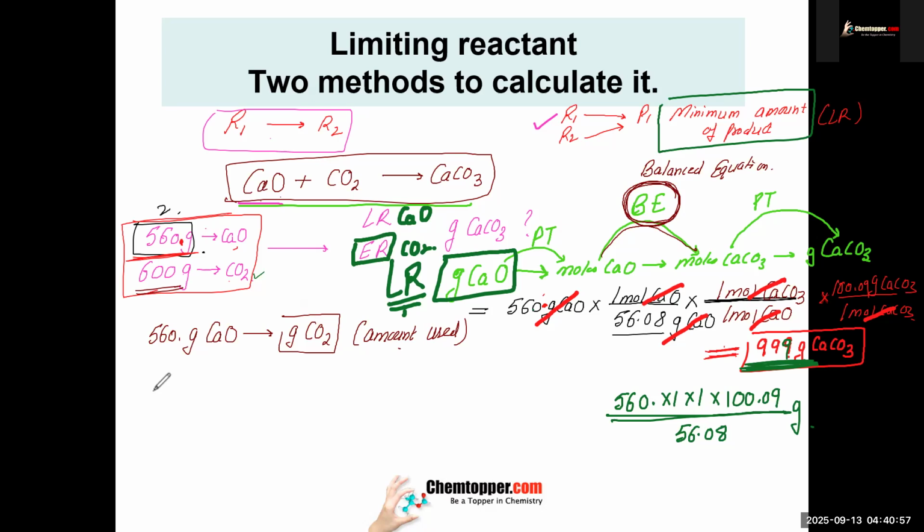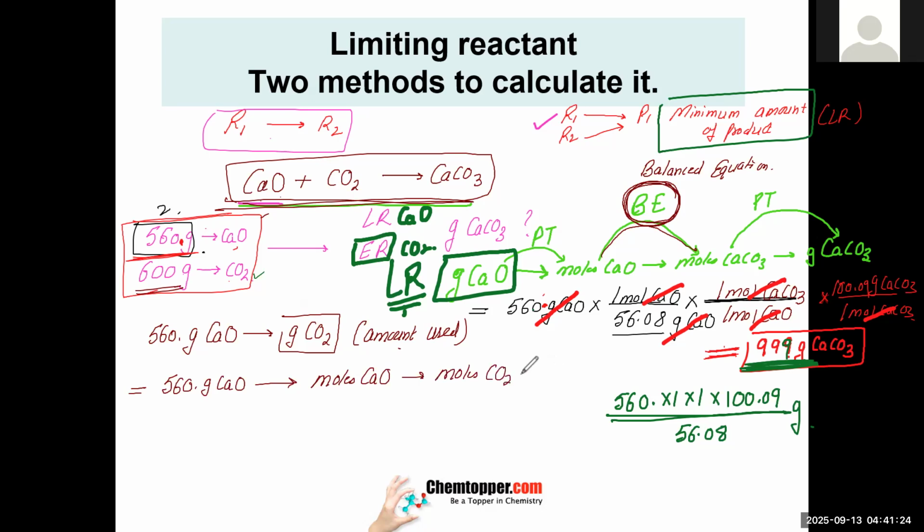So ready? Tell me how to set up the ratio. From 560 grams of CaO, where should I go? Moles. Yes, always grams to moles, always, because you can read the equation in terms of moles only. Moles of CO2, yes, by looking at the balanced equation. And then grams of CO2. Perfect. Very good, Vihan.